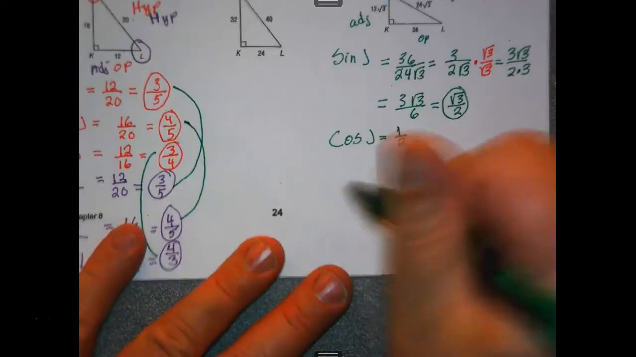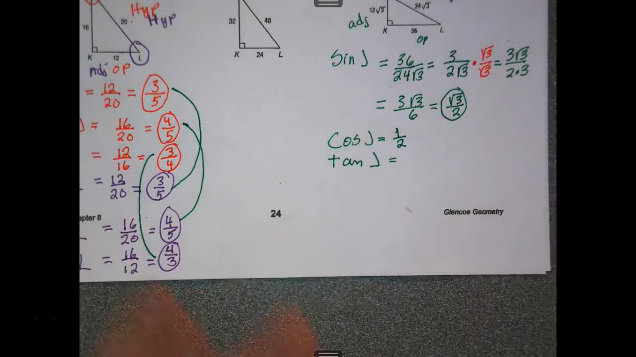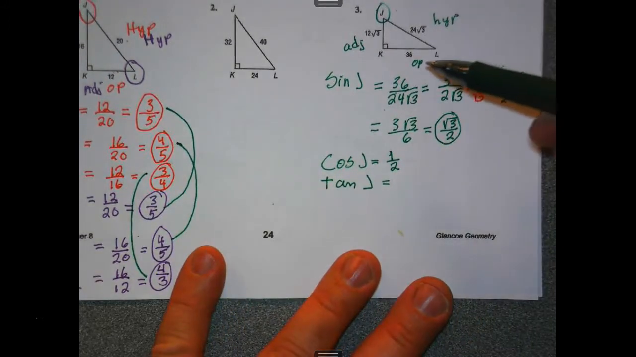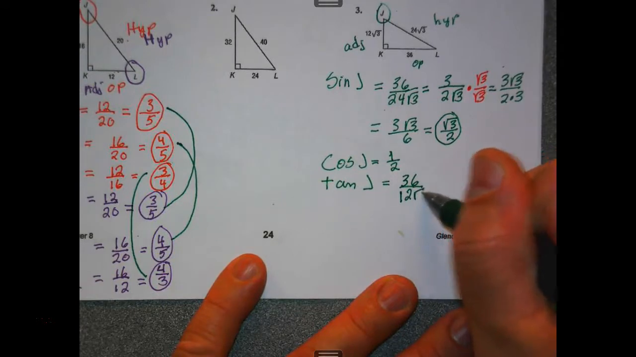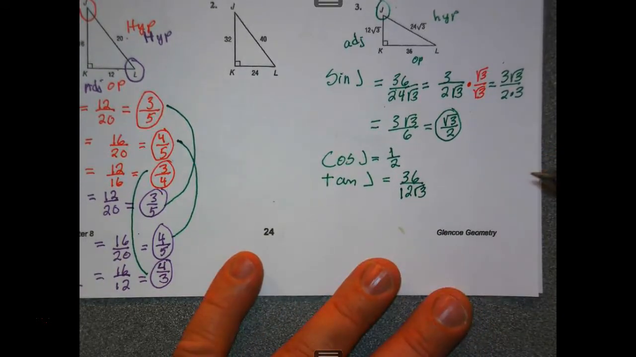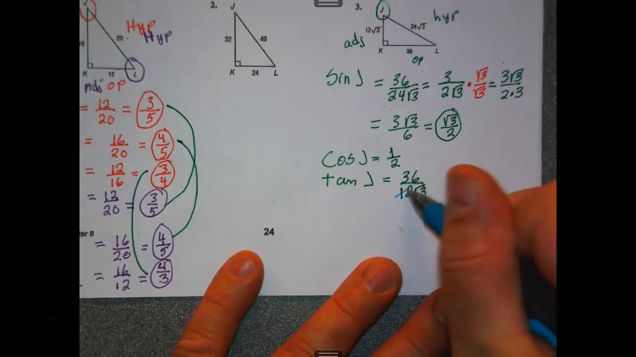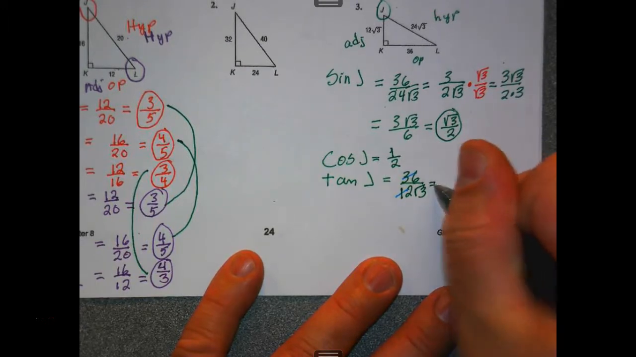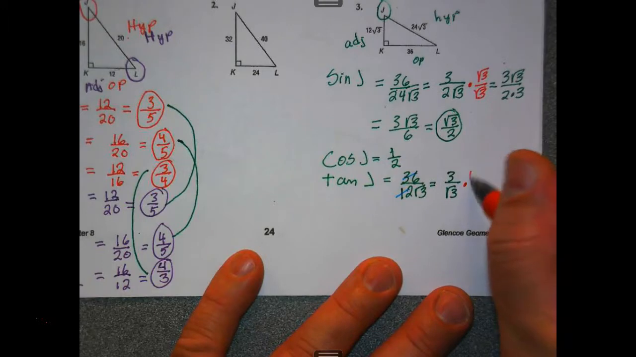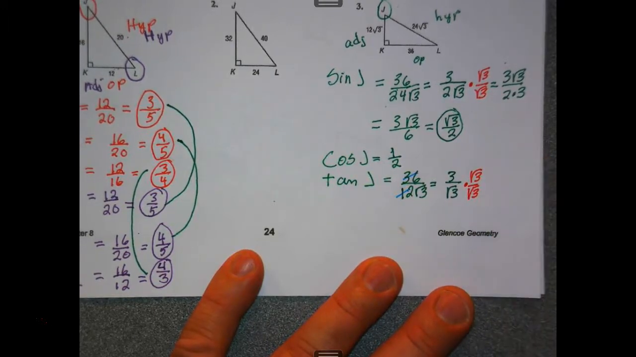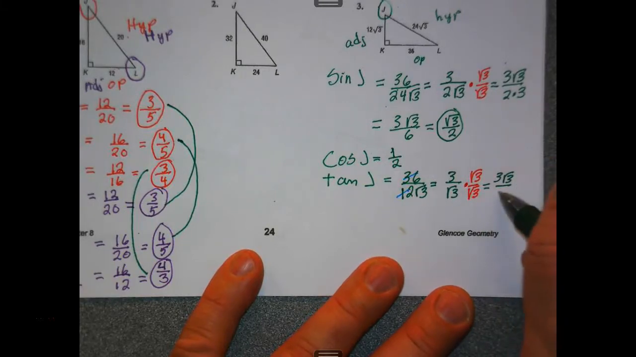A tangent of J equals opposite, 36 radical 3, over adjacent, which is, well, 12 radical 3. 12 goes into 36 3 times. Uh-oh, this one we can't cancel out the radical 3. Okay, this one we're going to have to do the long way. Multiply by radical 3 over radical 3. So I get 3 times radical 3 over radical 3 times radical 3, which is 3. Now I can cancel out the 3's. And I get radical 3.